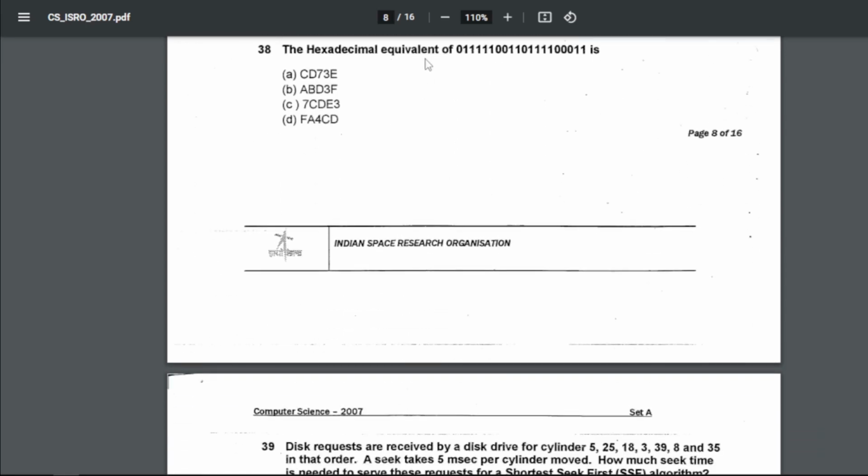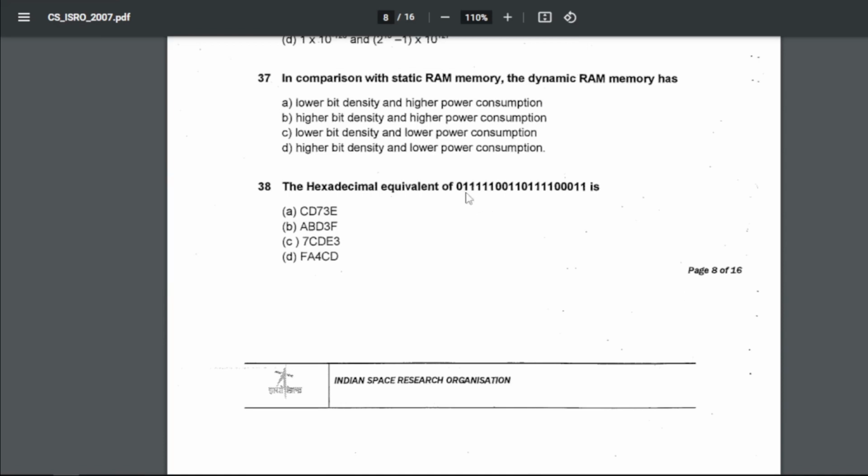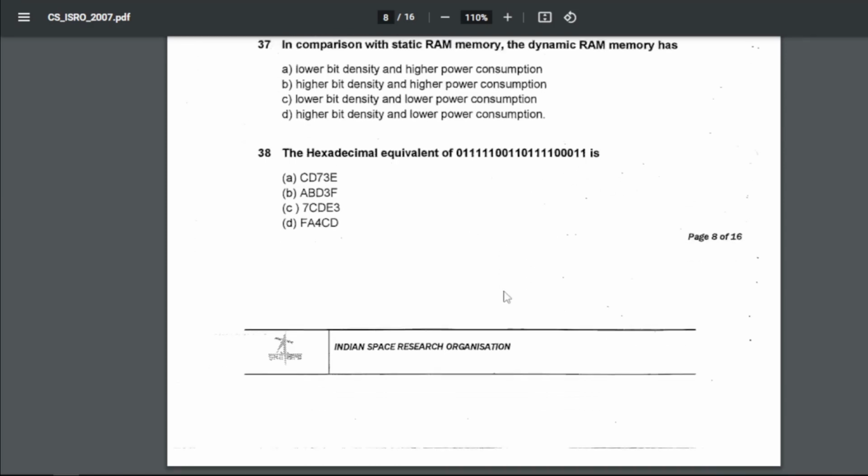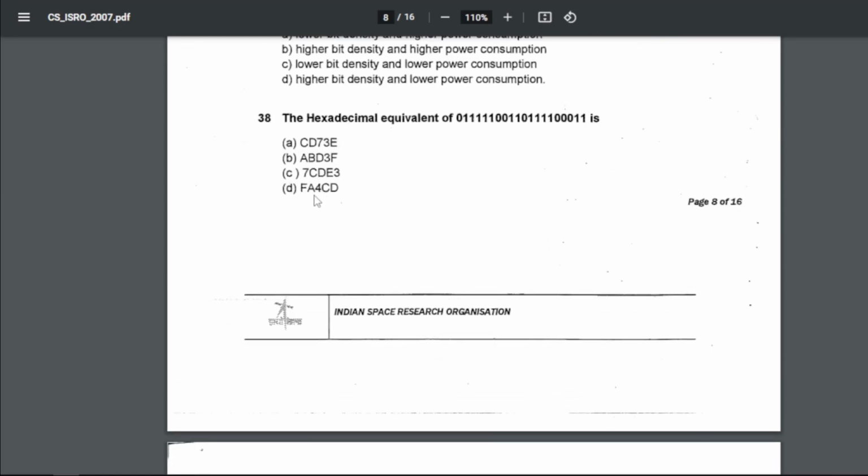Question number 38: the hexadecimal equivalent of this particular expression is what? So again you will get the answer as C, that is 7CDE3. What you will do is first take this binary number, which is already in binary form, and then convert it into hexadecimal directly. So this is very easy to get the C option.